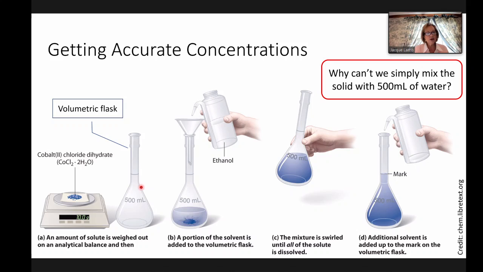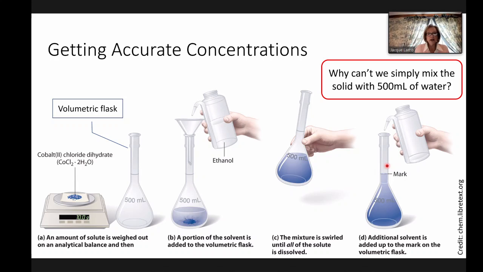So you measure out your solute and add it. You add a certain amount of solvent to the flask and you mix that. You don't fill it to the neck yet. You allow the solute to dissolve in that solvent until it's completely dissolved. And then you add more solvent until the bottom of the meniscus is at the line etched in the neck. So you might ask, why can't I just simply take that solute that I've measured and add it to 500 milliliters of water?